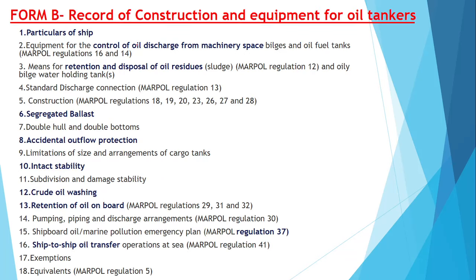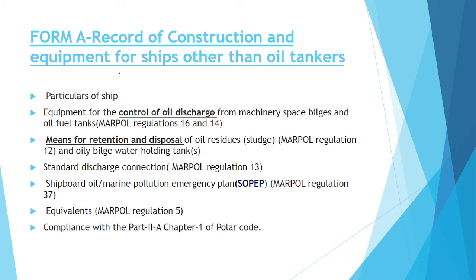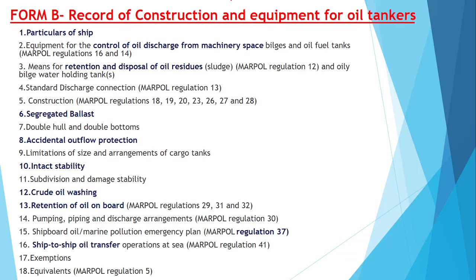Now let's see the content of form B. So you can see the vast difference. Here there are only 1, 2, 3, 4, 5, 6, 7, only 7 things, but here there are almost 18. So what things do you need to remember? Particulars of ship, control of discharge from machinery space, retention and disposal of oil residue, whichever I have highlighted, if you remember that part, that will be enough. I request you to please pause the video and write down the highlighted points you are going to write in the examination for form B.